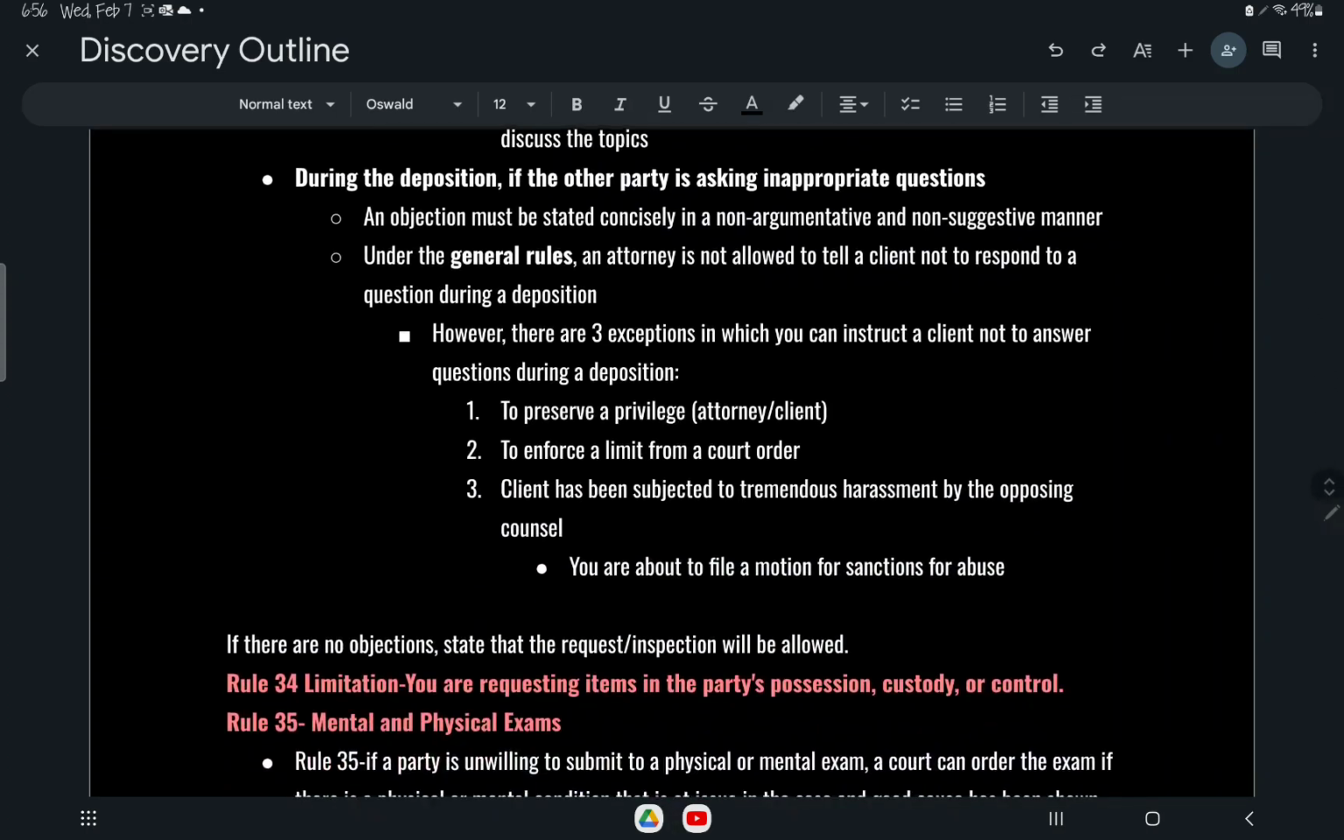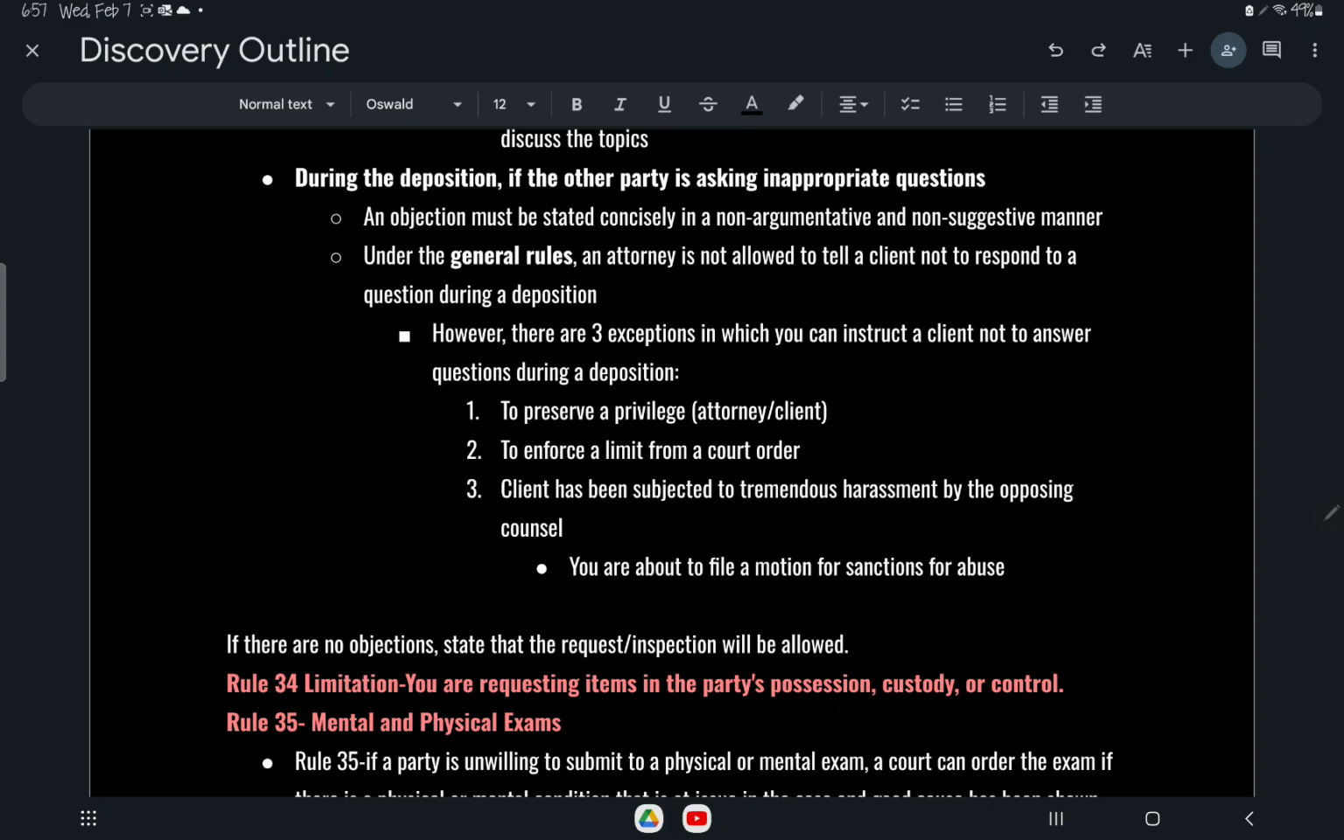During the deposition, if the other party is asking inappropriate questions, an objection must be stated concisely in a non-argumentative and non-suggestive manner. Under the general rules, an attorney is not allowed to tell a client not to respond to a question during a deposition. However, there are 3 exceptions in which you can instruct a client not to answer questions during a deposition.